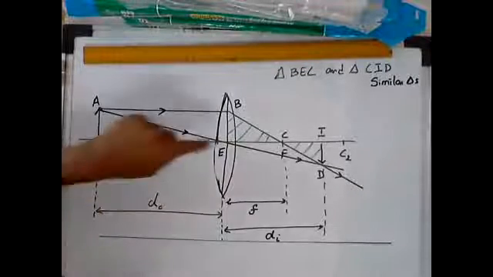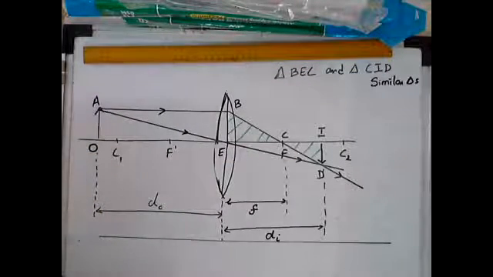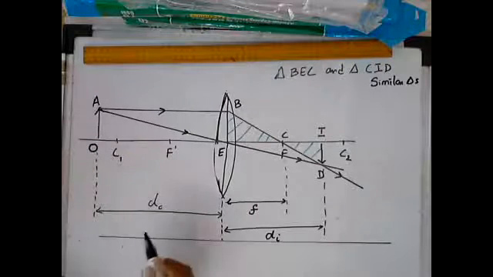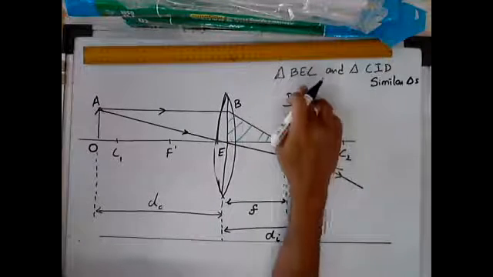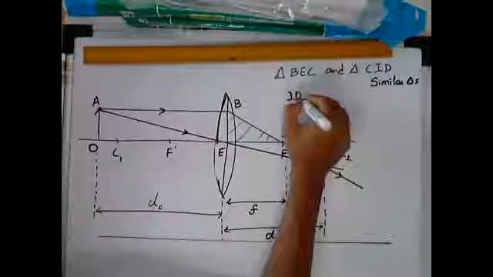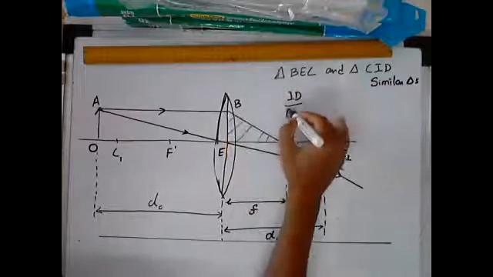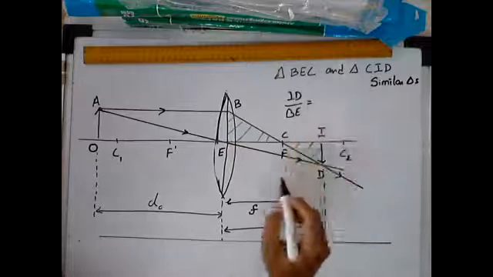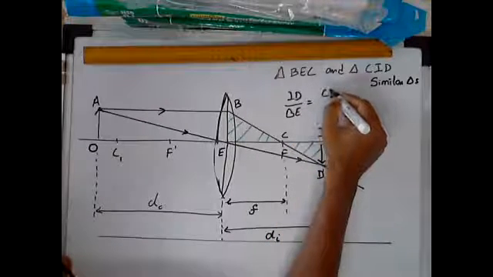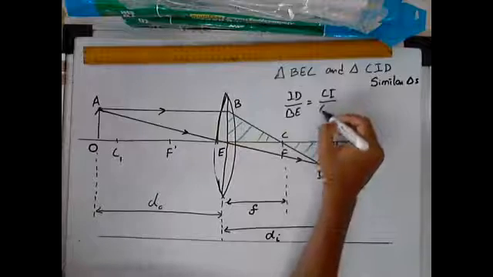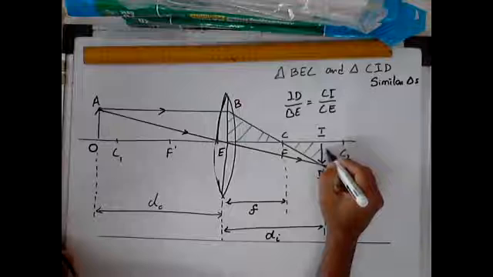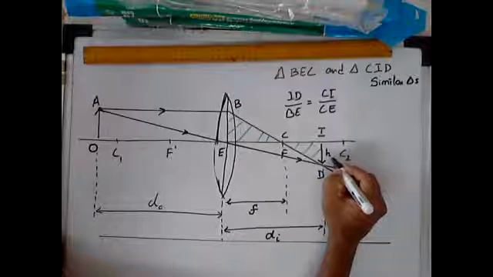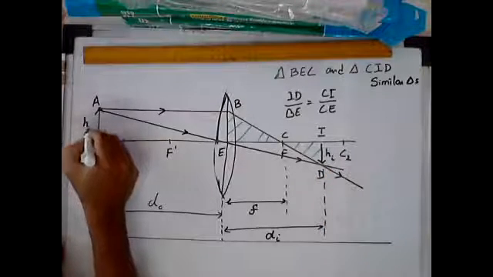And since these two triangles are similar triangles, we can now say that the ratio ID to BE is going to be the same as the ratio CI upon CE. And this ID and BE actually are the height of the image and the height of the object.